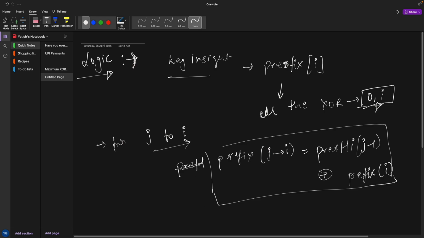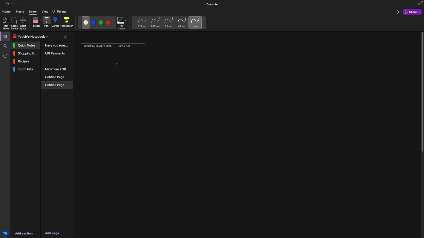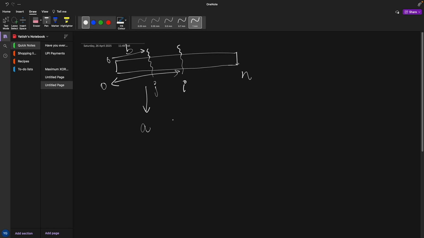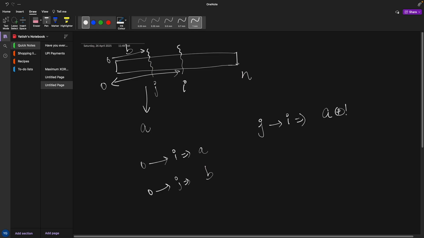Okay, so I'll explain how we actually come to this equation. Let's suppose you have an array from 0 to n, and we have an i. Let's suppose the XOR from 0 to i is a, and the XOR from 0 to j is b. Now you have to find the XOR from j to i. It would simply be a XOR b, not exactly, but from j minus 1. Let's suppose till j minus 1 it's b, then from j to i it would be a XOR b, because when you XOR the whole prefix with the smaller prefix, you get only the remaining elements.